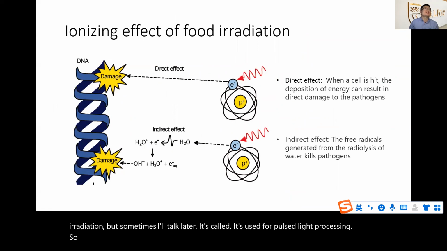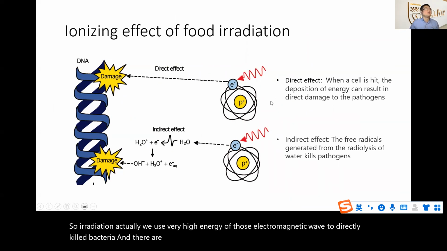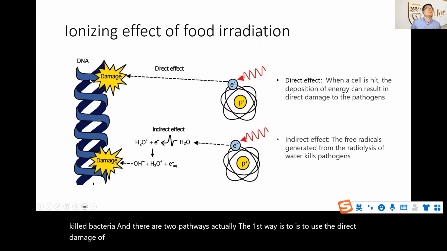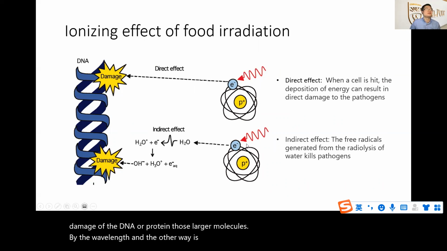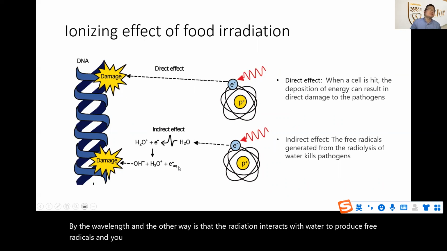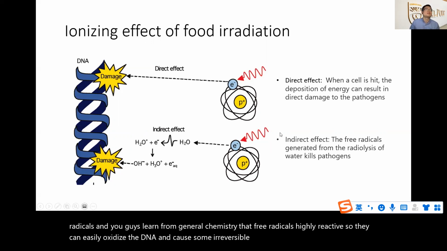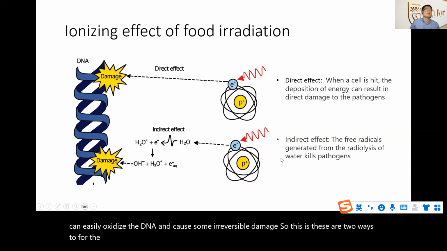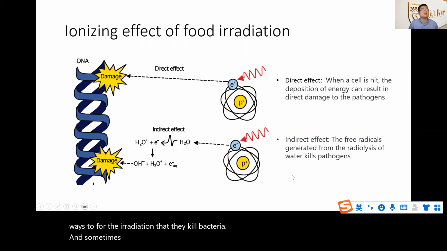So in irradiation, we use very high energy electromagnetic waves to directly kill the bacteria. And there are two pathways, actually. The first way is direct damage of the DNA or protein, those large molecules, by the wavelength. And the other way is that the irradiation interacts with water to produce free radicals. You learned from general chemistry that those free radicals are highly reactive, so they can easily oxidize the DNA and cause some irreversible damage. So these are two ways irradiation kills bacteria, and sometimes they happen simultaneously.